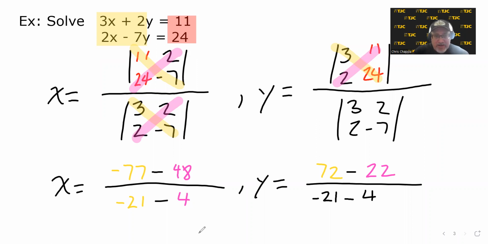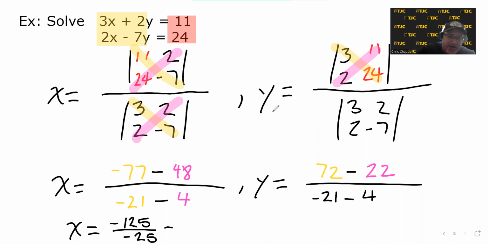And now this is going to play out how it was supposed to. We get x equals negative 77 minus 48 is negative 125. In the denominator, we get negative 21 minus 4, which is negative 25. First off, negative divided by negative is positive, and secondly, 125 divided by 25 is 5.